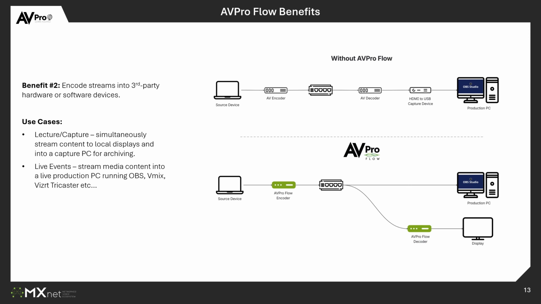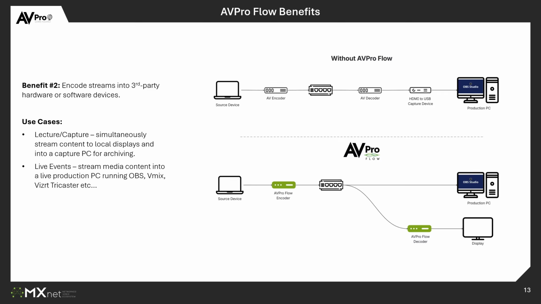A second benefit and use case is essentially the opposite, where we can use USP to encode H.264 through open standards to third-party hardware or software decoders. In this example, USP is encoding an HDMI or USB-C laptop through RTSP, and it's being decoded by OBS Studio for the stream to be used in a capture or live production environment.